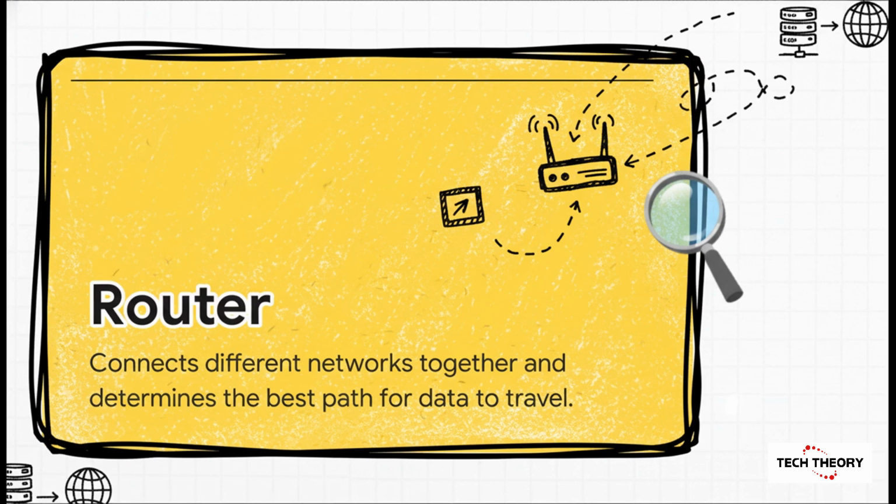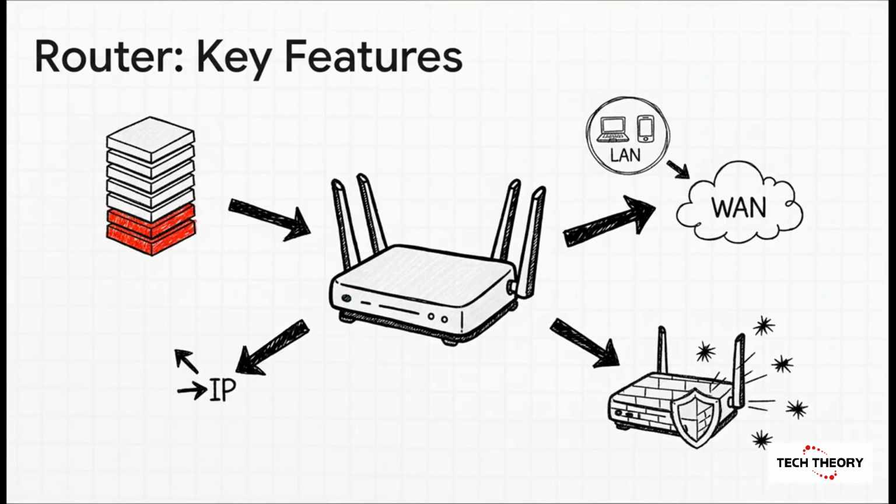Now, if the MAC address was the device's permanent fingerprint, the IP address is like its temporary mailing address on the internet. And the router uses this IP address to make the super important decision: what's the best, fastest, most efficient path for this piece of data to take? And here's the key thing to get. A router works at Layer 3, which is all about connecting different networks. It's the device that connects your little local network, your LAN, to the massive wide area network, or WAN, which for all of us is basically the internet.